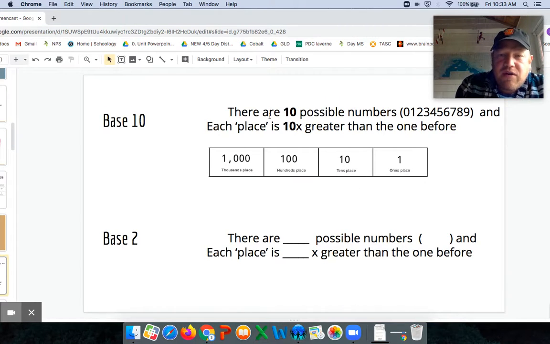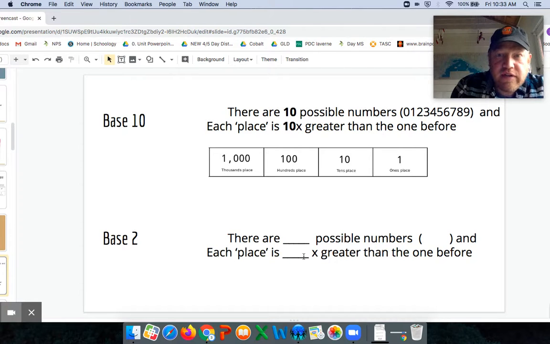So if we think about our number system, there's 10 numbers that we can put in any space. 1 through 9, and then also 0. That's a total of 10. That means that each place as we go to the left is 10 times larger. In our base 2, in our binary system, how many different choices do we have to put on those blanks? I think it's just 0 and 1, which would give us a total possibility of 2. And that would mean that each place is 2 times greater than the one before.